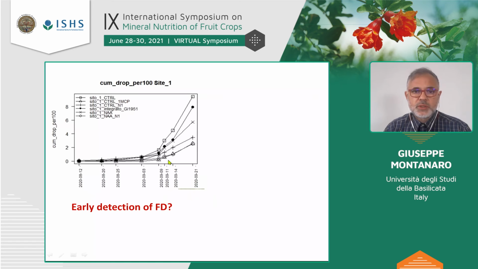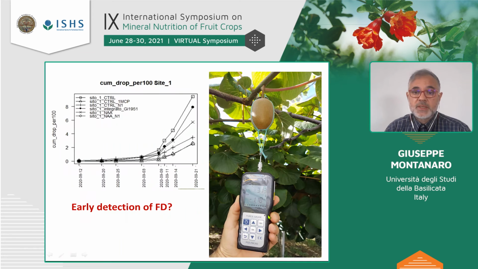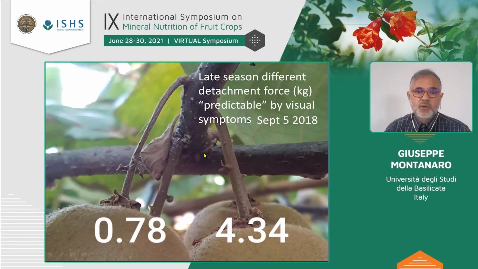We also noted that fruit drop developed within 20 days, but we asked if there was a possibility for an early detection of fruit drop. So we made some measurements of the fruit detachment force, and of course late in the season, fruit detachment force is clearly associated with the symptoms. So this stalk here is very dry with very minimal fruit detachment force compared to the other one, which is very high and in good health.